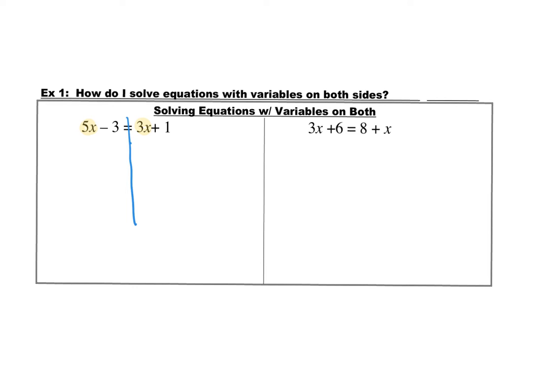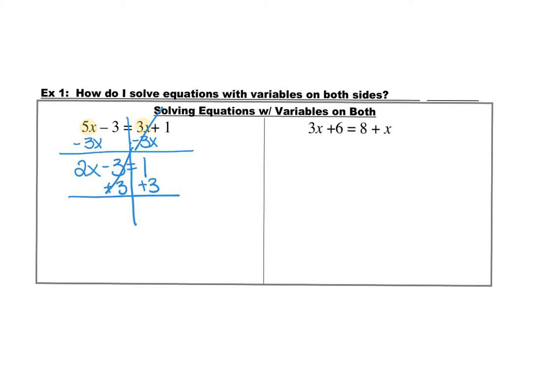So I'm going to start by subtracting this 3x. Remember, we're trying to get all the variables to one side, all the numbers to the other side. And so I'm going to take 5x minus 3x, and I will get 2x. Now I have minus 3 is equal to 1. And notice here, now we're back to a two-step equation, which we've been solving for quite some time. So now I'm going to undo that minus 3 by adding the 3 to both sides.